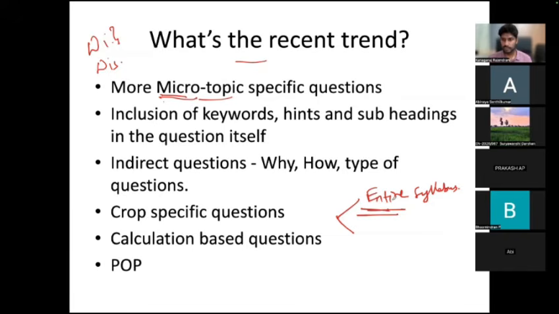So this is what UPSC is expecting. We cannot skip any part of the syllabus. Then, since it's a science-based optional, they are expecting very specific answers.